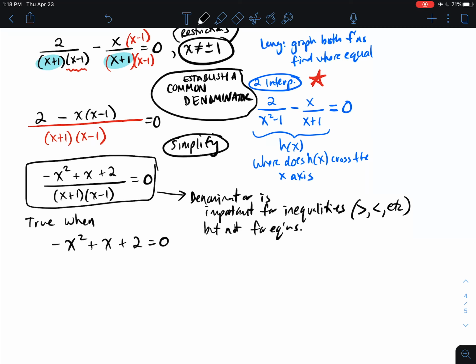So there are a couple of different strategies that I could use from here, where my goal is solving. Because here I just have a quadratic equation, I could factor, or I could use the quadratic formula. Here I think it's factorable, so I'm going to start by factoring out a negative.